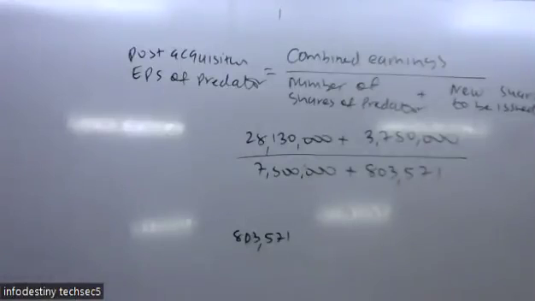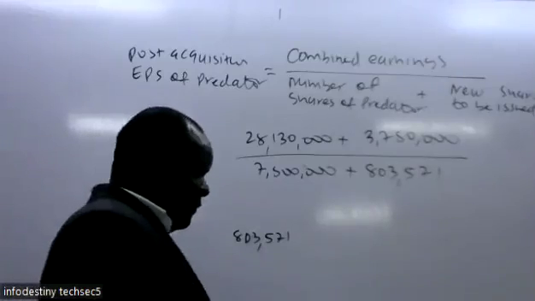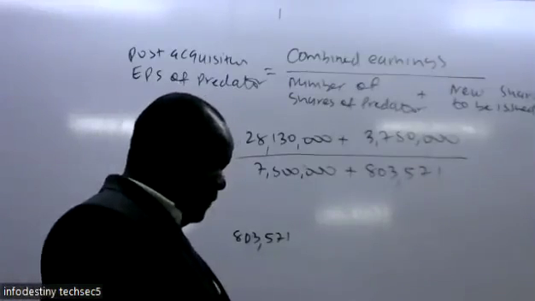So for combined earnings, you simply add the profit after tax. The profit after tax they gave you in shillings in millions, so we write them in full in that order.